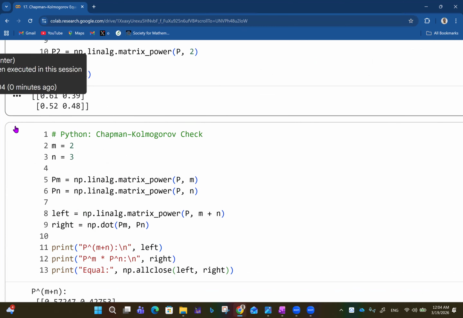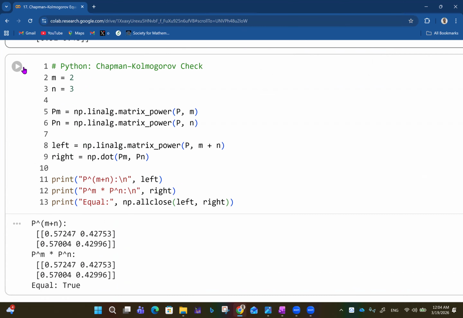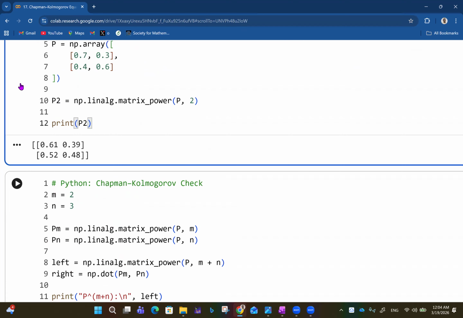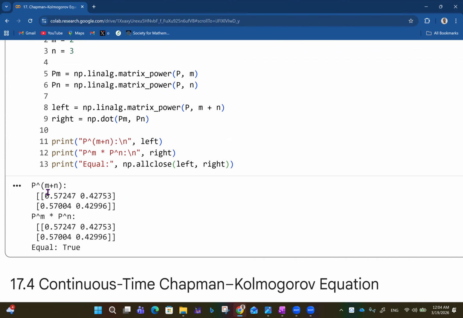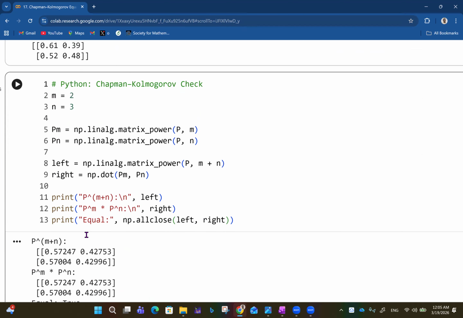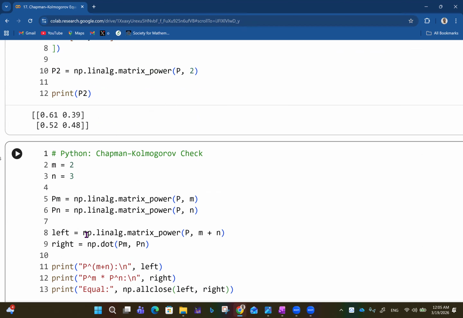Then you can also do the check, and you get all this. So if you say M in 2 steps, N in 3 steps, and then you keep moving like that. The probability for M plus N, we give you this. Then if you do P power M multiplied by P power N, it gives exactly the same. So they are equal. So you can verify the Chapman-Kolmogorov check.